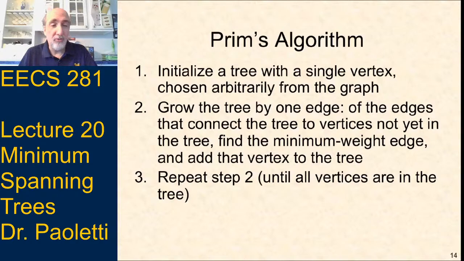So we've got to do this V times. If there's V vertices, we've got to do this process V times. We've got to pick the initial one, and then we've got to pick V minus one others.